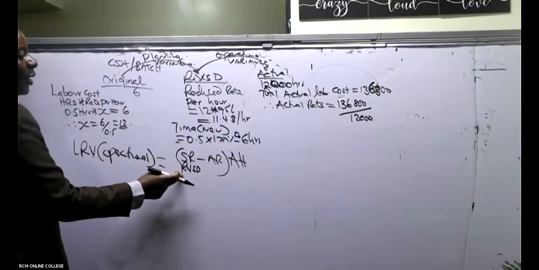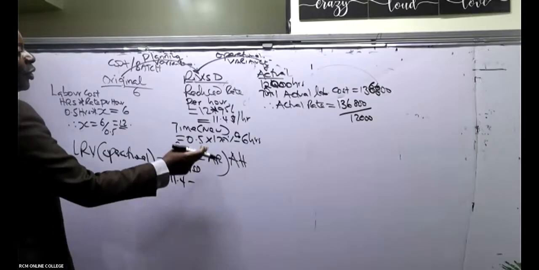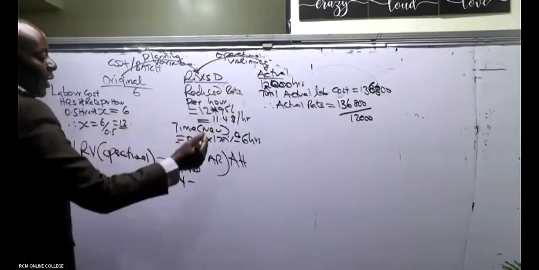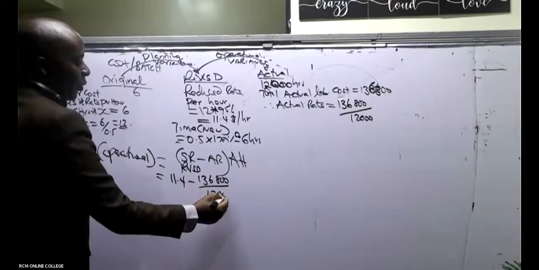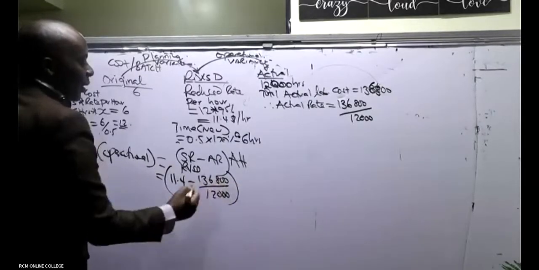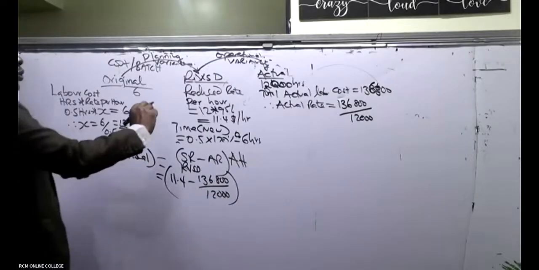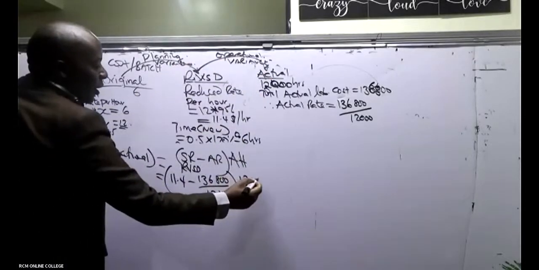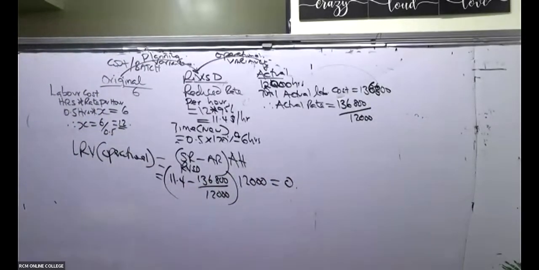The revised standard rate per hour is 11.5 minus the actual rate. The actual rate per hour is 1,368 divided by 12,000. Then we multiply this with the actual hours, which are 12,000. If you do it well, you should get a 0, which is a neutral number: not favorable, not adverse.